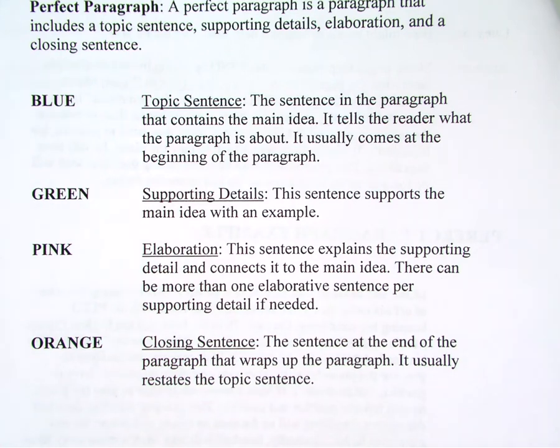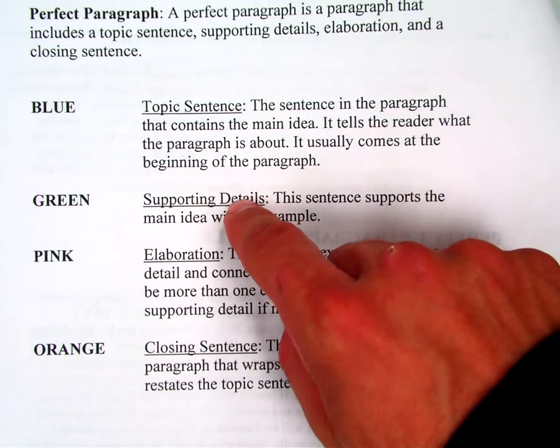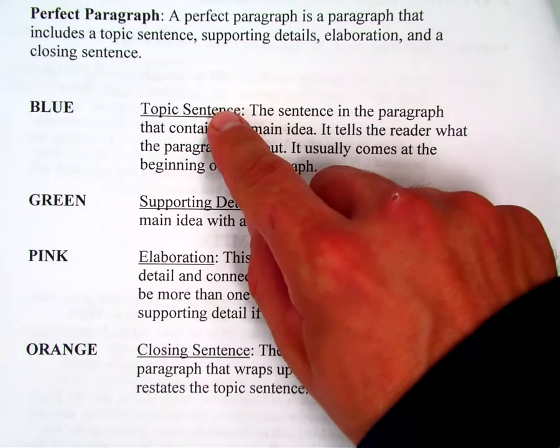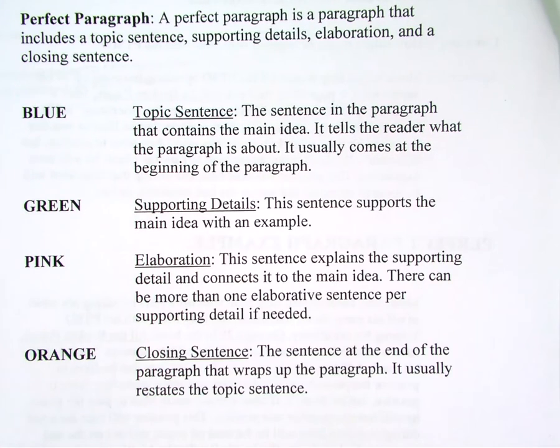It usually has a supporting detail. This sentence supports the main idea with an example, and then it follows up with an elaboration, which is a sentence that explains the supporting detail and connects it to the main idea. So it tells me how this supporting detail supports the claim that I made in the topic sentence. There can be more than one elaborative sentence per supporting detail if needed.